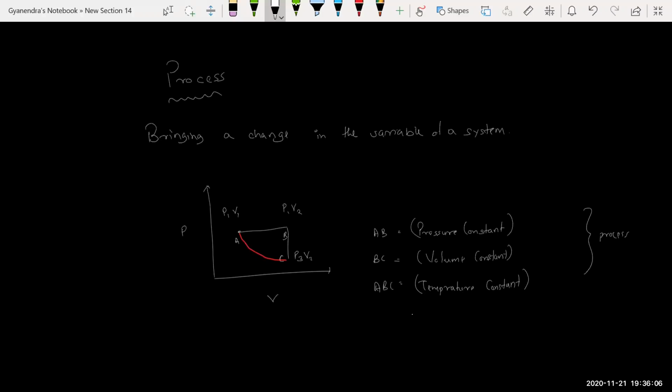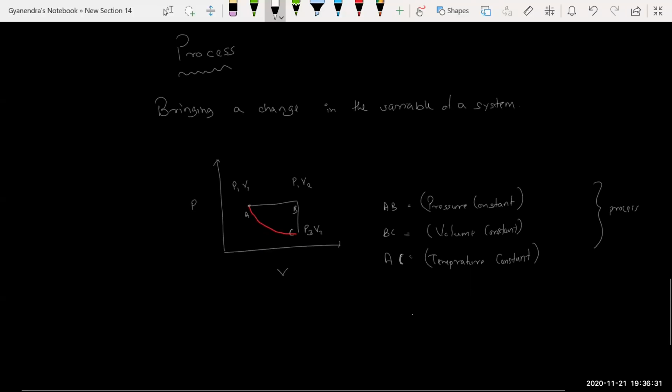Sir, it's always a hyperbola. If the temperature is constant, it would behave like a hyperbola, right, Dinesh? You have V inversely proportional to P, right? You remember the ideal gas equation or Boyle's law? Because of that, inversely proportional. So it's coming like a curve. Yes, hyperbola. Okay, Dinesh. So this is what we know as a process.